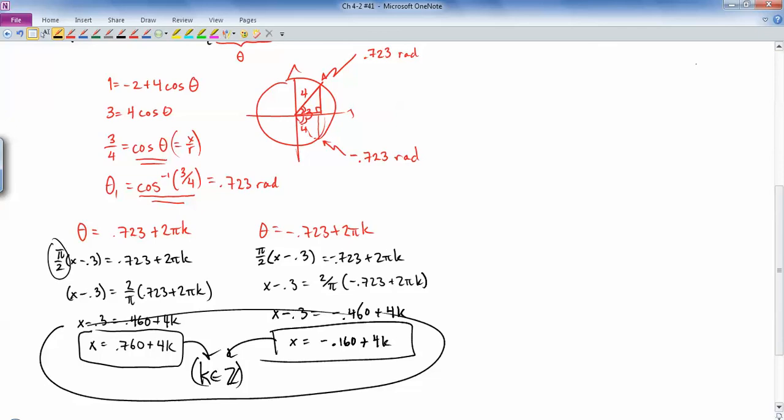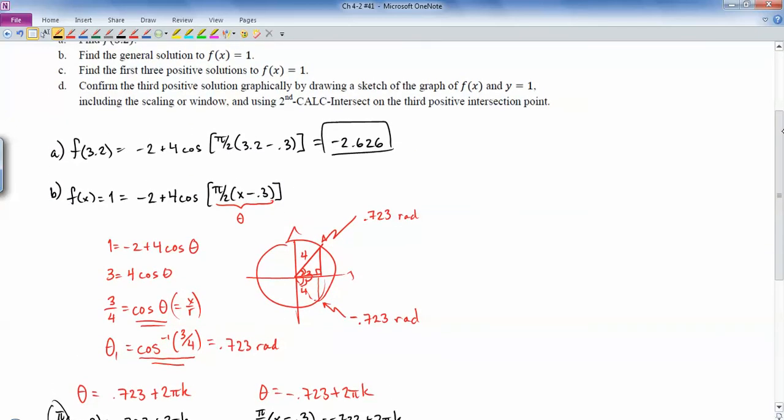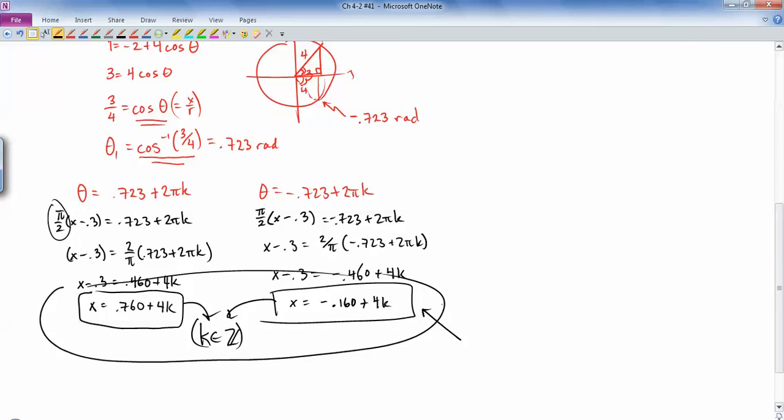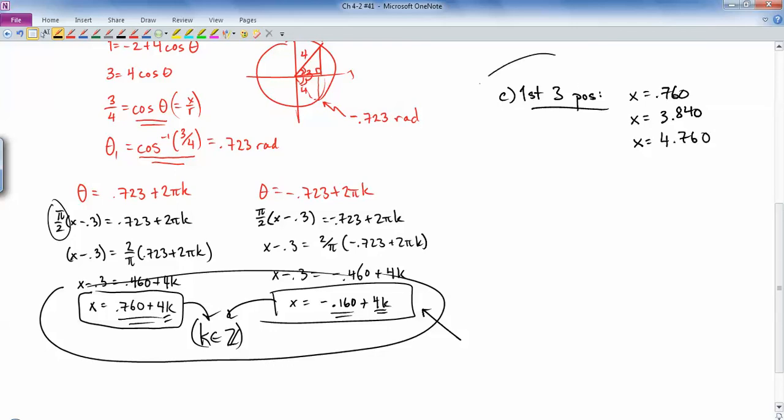Let's see, what does C ask for? C says, what are the first 3 positive solutions to f of x equals 1? Well, here are all of the solutions to f of x equals 1. So if I want the first 3 positives, let's plug in different values of k. If I start with k equals 0, then this one's negative, but this gives me a positive answer of 0.760. So there's my first positive. And then if I plug in k equals 1, I'll get the next set. So when k equals 1 here, that's 4 minus 0.160, so that's 3.840. And then if I plug in k equals 1 over here, I'll get 4.760. So there are my first 3 positive solutions.